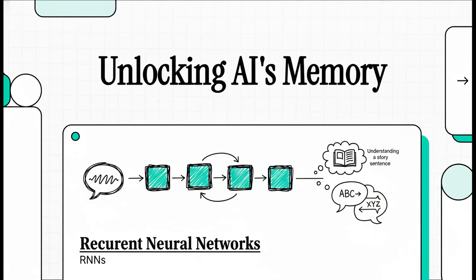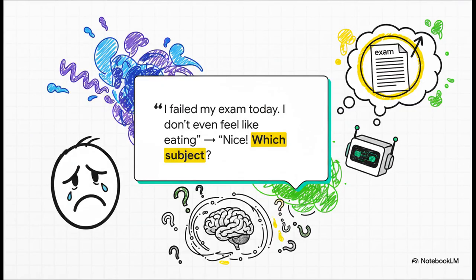Have you ever wondered how AI actually understands a story or translates a sentence, or even just follows a conversation? Well, that all comes down to one crucial thing: memory. It's about processing information in the right order. Today, we're going to unlock that very idea and dive into the world of recurrent neural networks, or, as we call them, RNNs. But first, let's look at what happens when AI gets it spectacularly wrong.